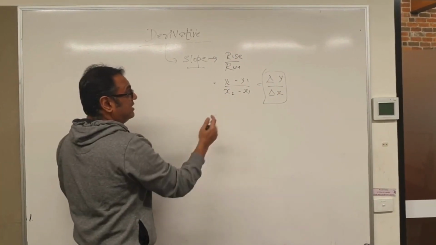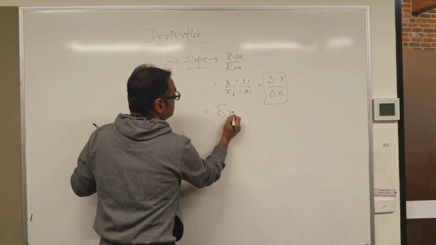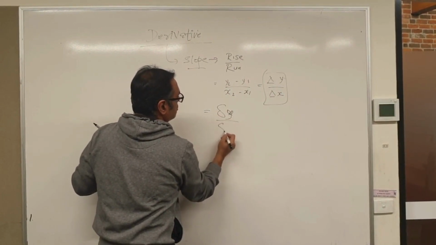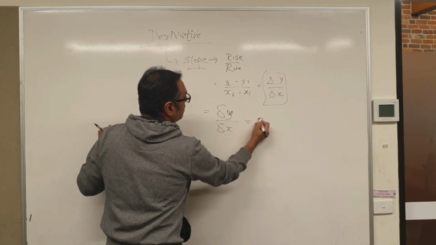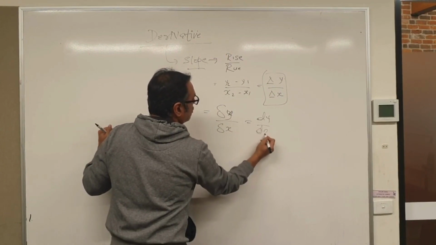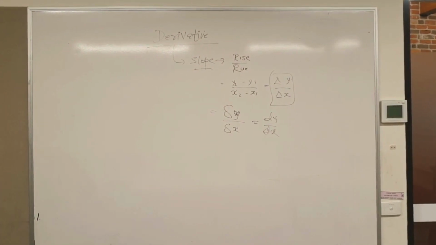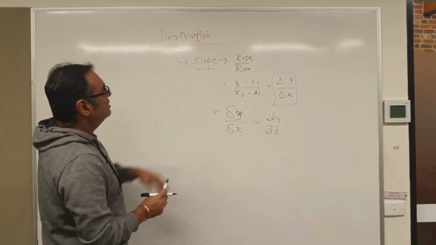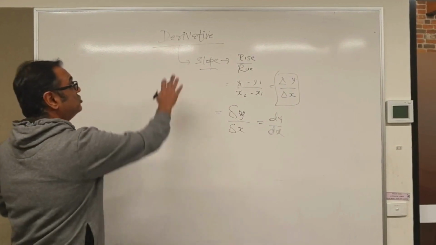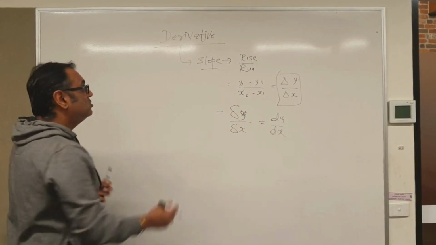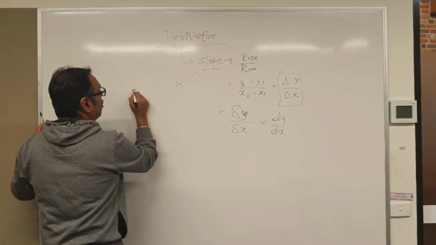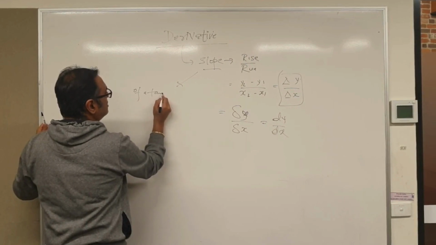And this delta can be written like this. I'm writing d y on top, or dy by dx. They're all similar notations. This is what it is. It is the slope. Slope of what? Slope of a tangent.